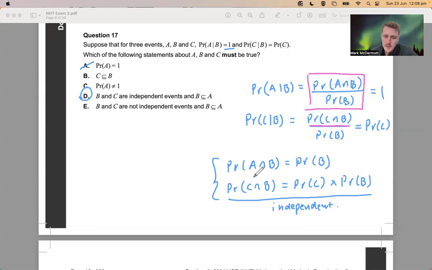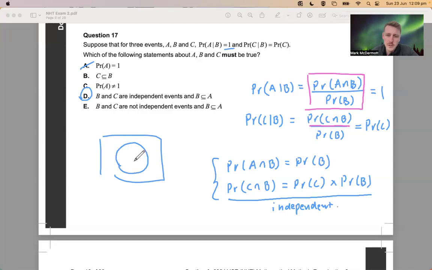And we can also say that the probability of A and B just equals the probability of B. So if you were to draw a Venn diagram, you'd have this. The probability of A and B is just the probability of B. So that must mean that A is a subset of B. So if this is A in here, and this larger group is B, well, the probability of A happening, the intersection is just the probability of B.